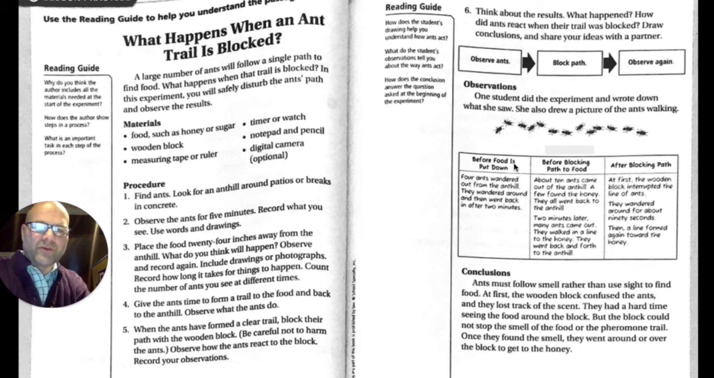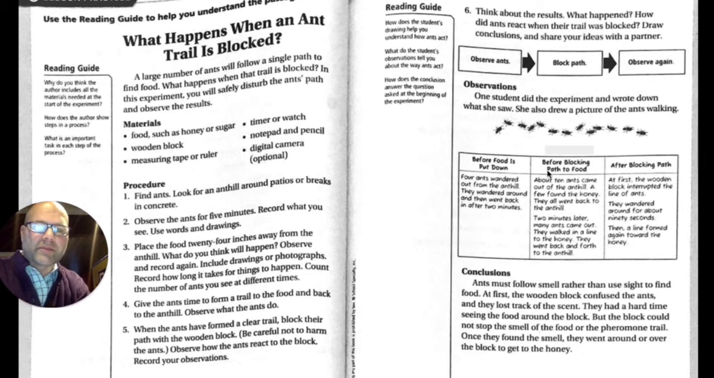So before food is put down, what did she see? 4 ants wandered out from the anthill. They wandered around and then went back in after 2 minutes. So look at the details here. 4 ants, 2 minutes, and what they did.